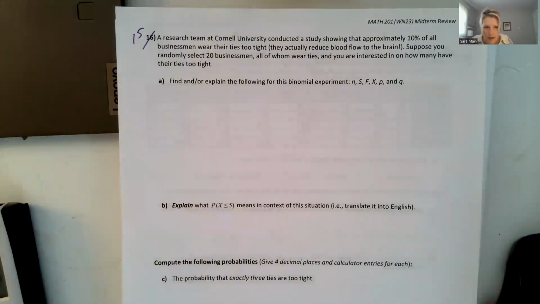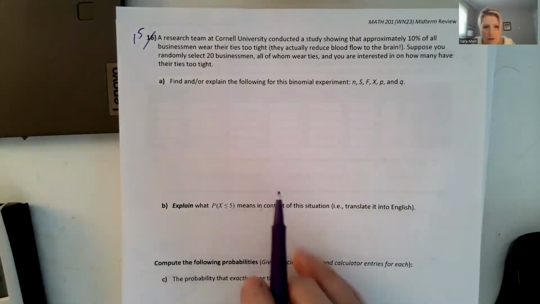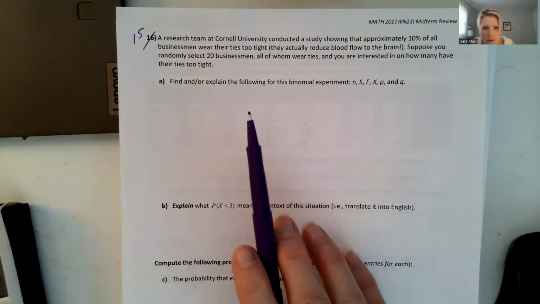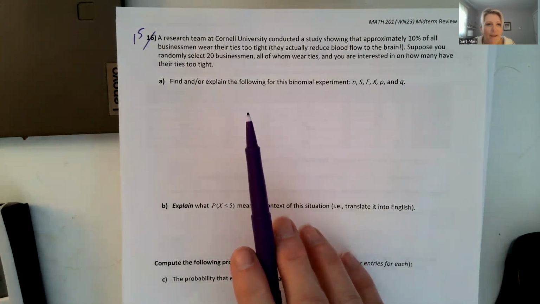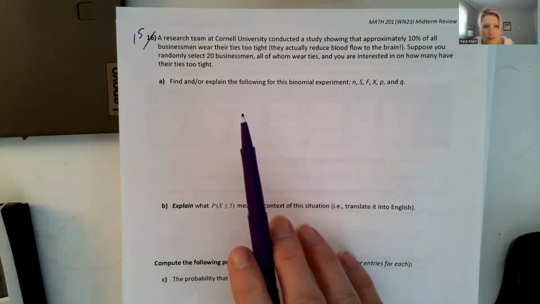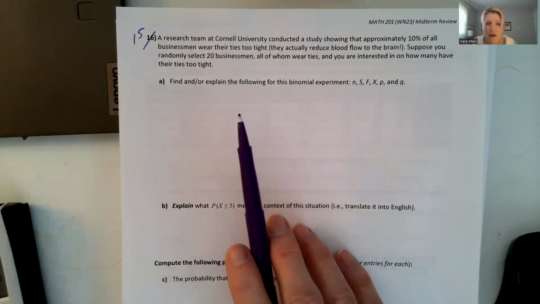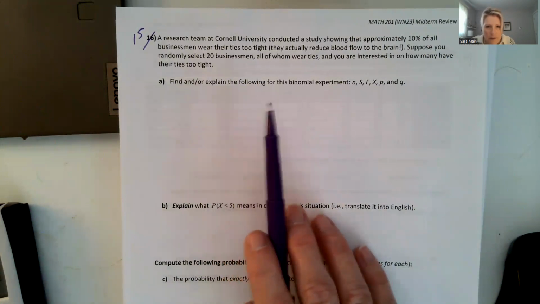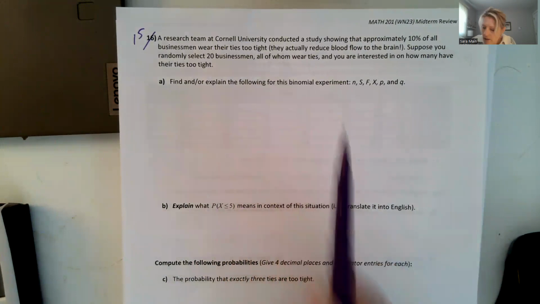Thank you for catching me back for question number 15 on the winter 23 midterm review. It says a research team at Cornell University conducted a study showing that approximately 10% of all businessmen wear their ties too tight. Suppose you randomly select 20 businessmen, all of whom wear ties, and you are interested in how many of them wear their ties too tight. So find and or explain the following for this experiment.